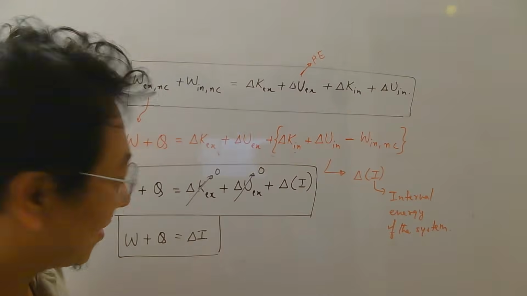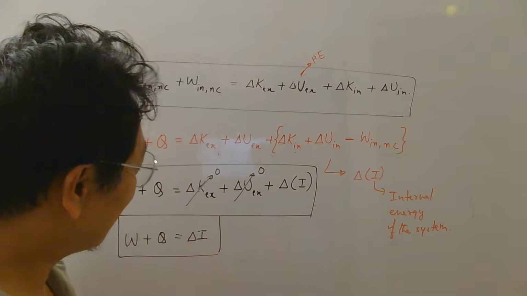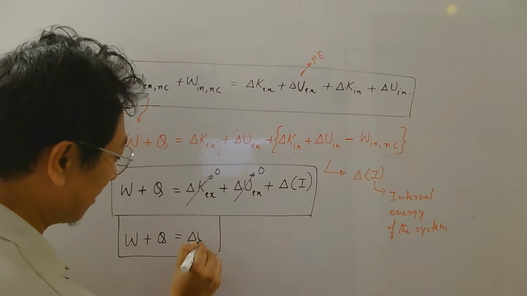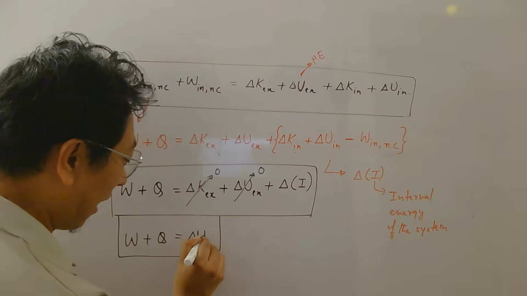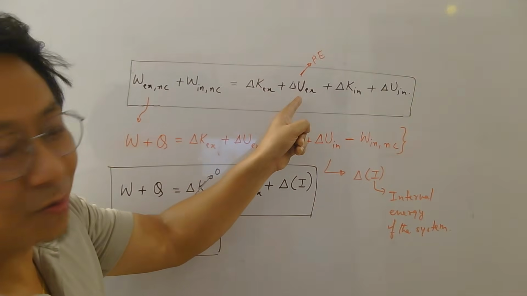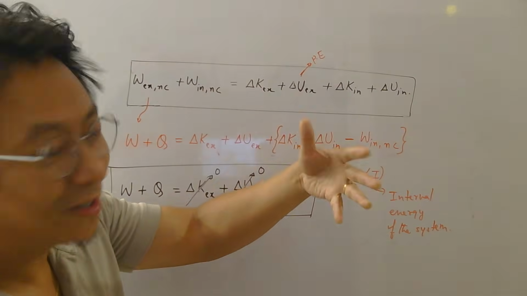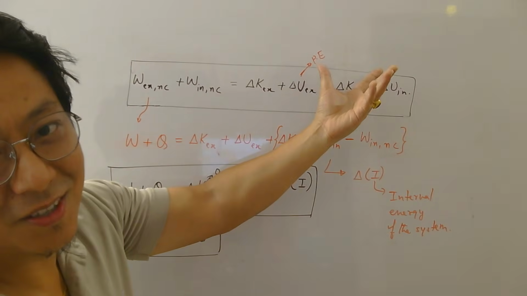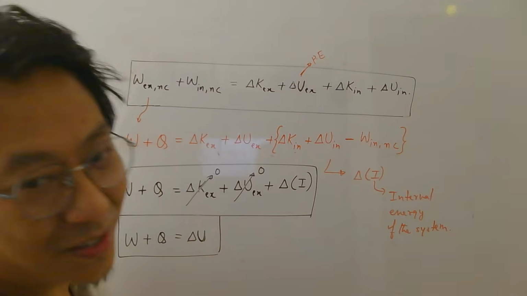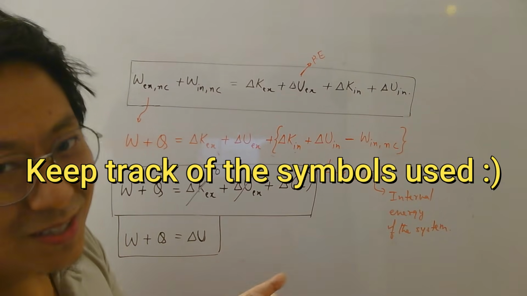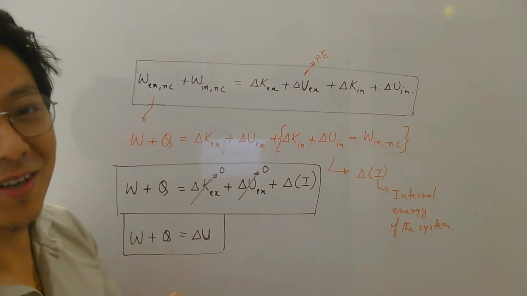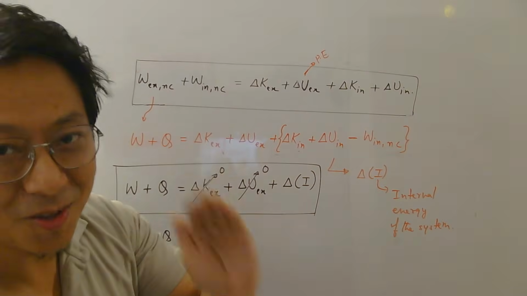The only change is we usually in thermodynamics write internal energy as capital U and not I. That is because I wrote capital I because I used capital U for potential energy, right? In mechanics, we use U for potential energy. But in thermodynamics, we write U for internal energy of the system. So just keep track of the symbols, right? So this is how first law of thermodynamics can be understood from work-energy theorem.